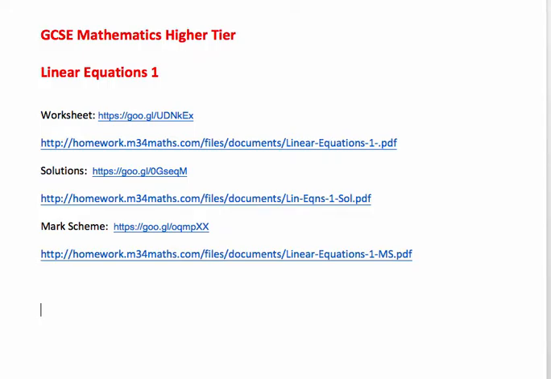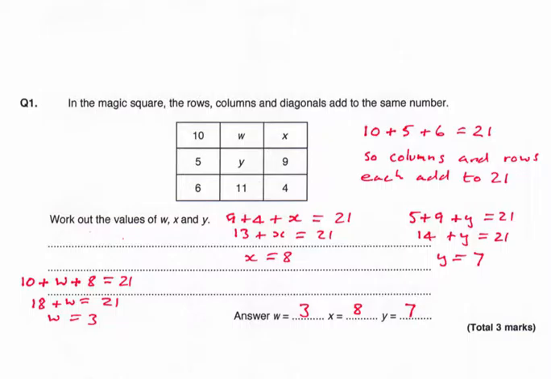Welcome to a talk through of the solutions to a GCSE Maths Higher Tier worksheet, Linear Equations 1. Question 1. In the magic square, the rows and columns and diagonals add to the same number. Work out the values of W, X and Y.